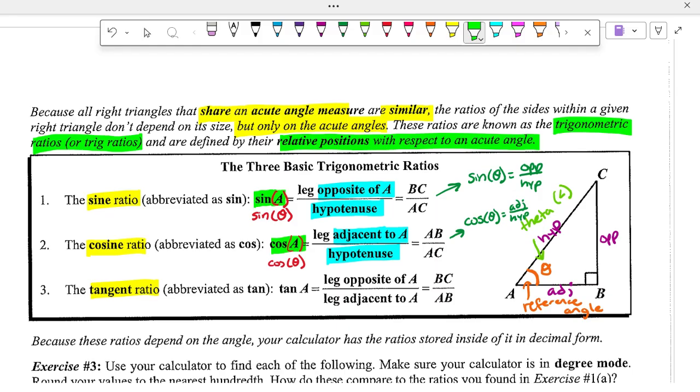The last one is tangent. So tan of A, or tangent of A, you can also see it as tangent of theta. That is the leg opposite of A over the leg adjacent of A. So for this triangle, it'd be BC over AB. Just to simplify, tangent of theta is equal to opposite over adjacent.